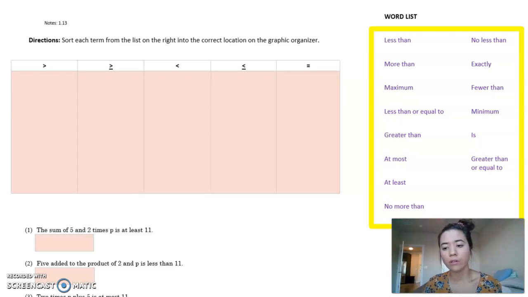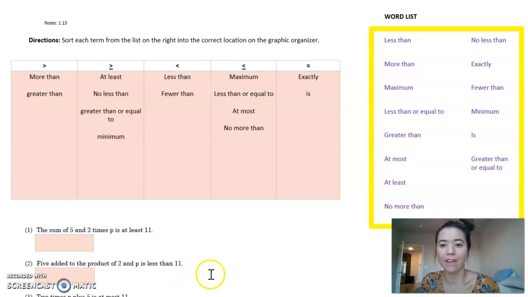So I actually want you to just start by pausing me and seeing if you can place these words in the correct column. And after you take a few minutes to try, go ahead and come back and we'll fill this out together. All right, welcome back.